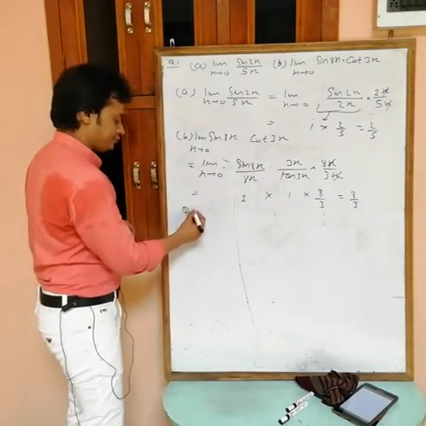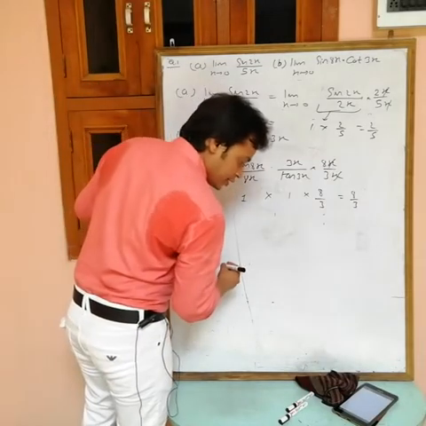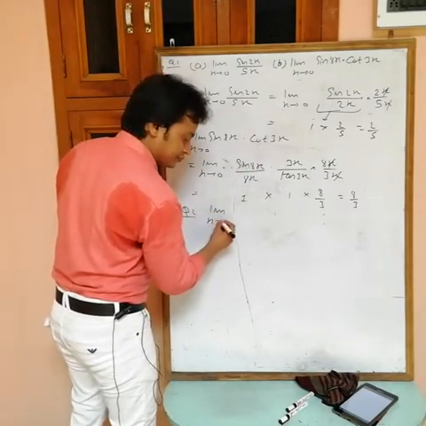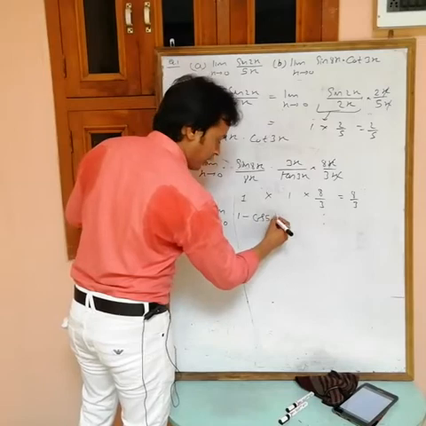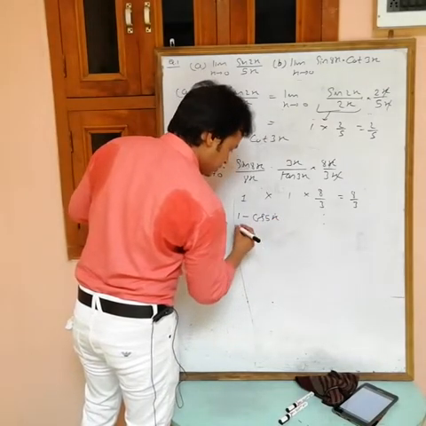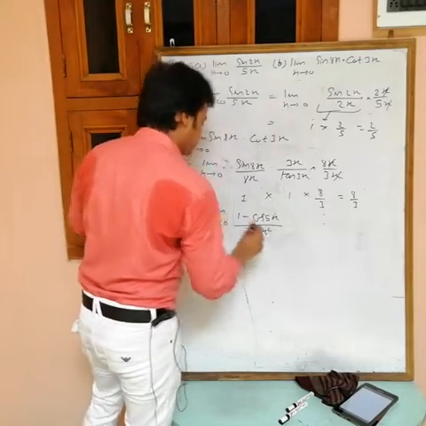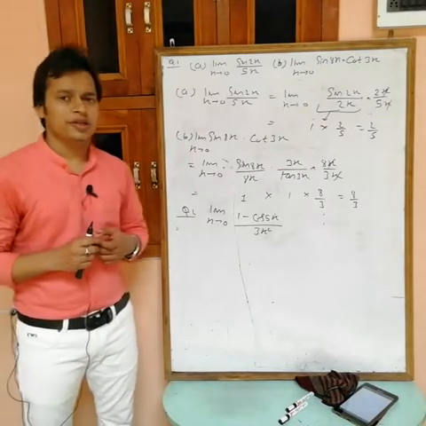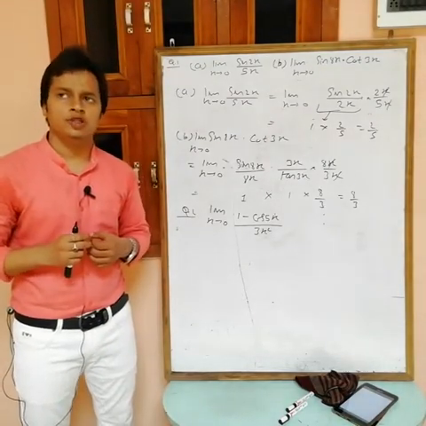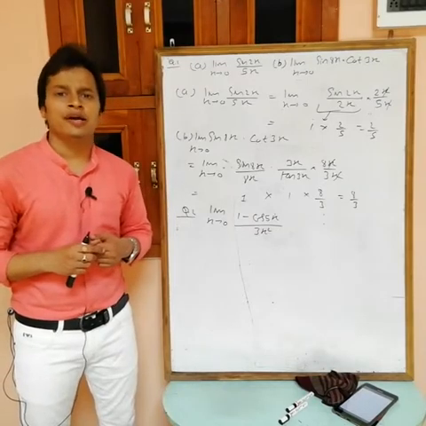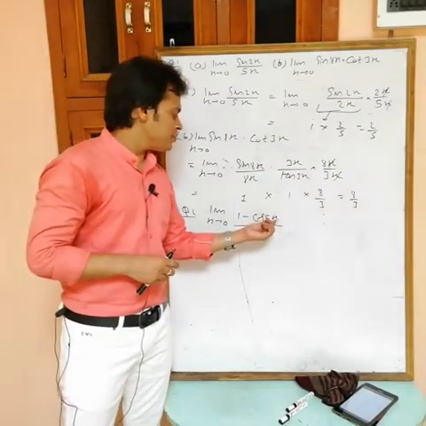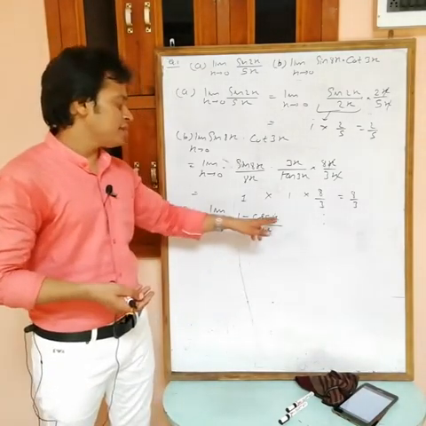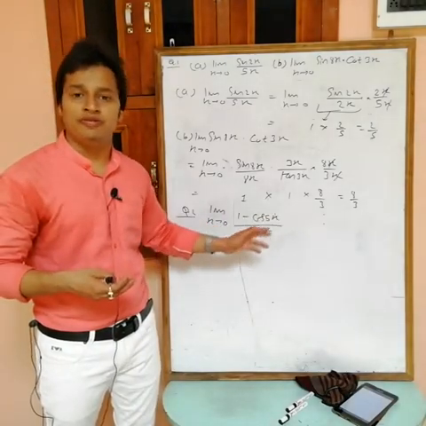Okay, next. Limit x tending to 0 of 1 minus cos 5x by 3x square. Do you have any standard limit for this one? Yes, we have 1 minus cos x by x square. In place of x, we have 5x. Then in the denominator also we want 5x square. If there is x, then we want x square. If there is 5x, then we want 5x square.